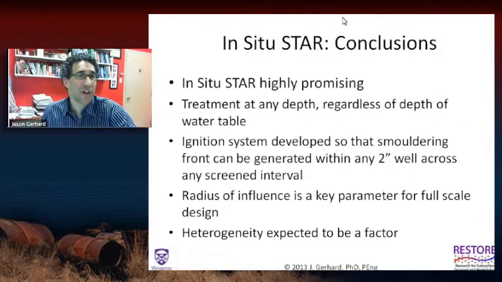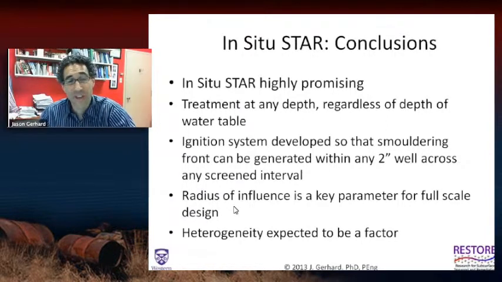So, in situ STAR, we see it's very promising. That depth does not seem to be an issue. We have a new technology that we can now put 2-inch wells all across the site, and we can take our STAR tool and we can do an ignition in any one of those wells, and we can even do it at different depths. We're starting to define the radius of influence, at least for this site, as on the order of 3 to 3.5 meters per well. And so that tells us how many wells we actually need to install to treat the entire site.